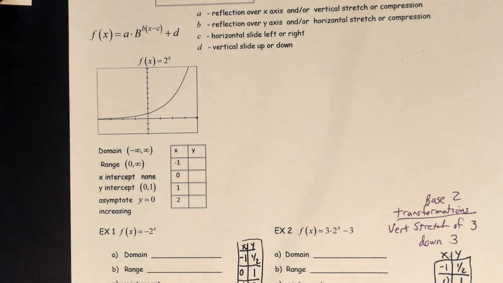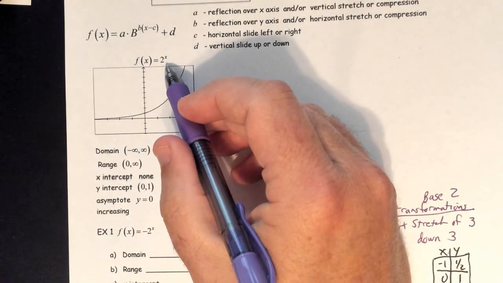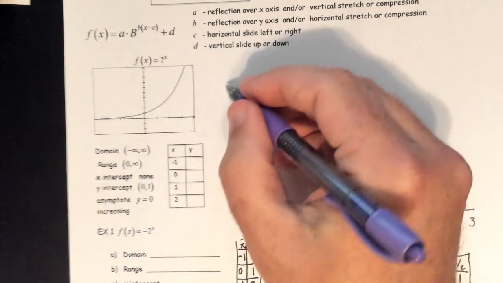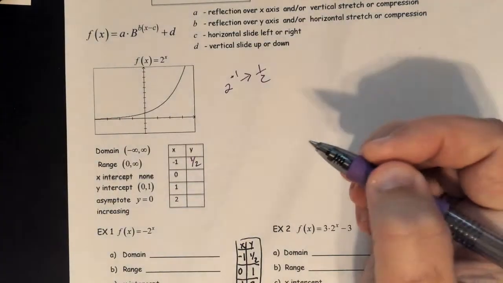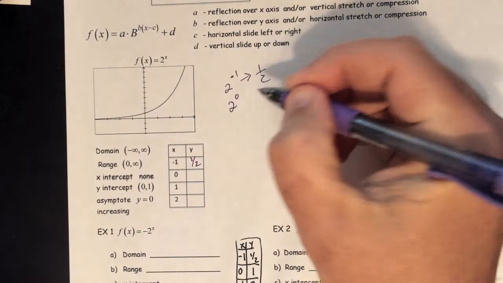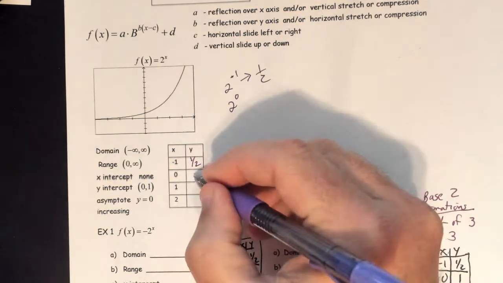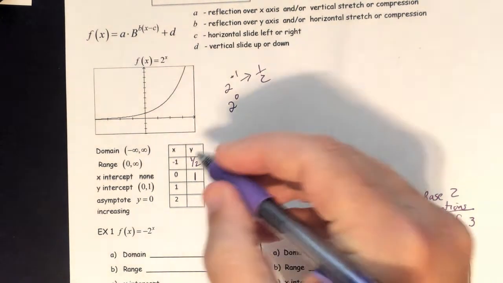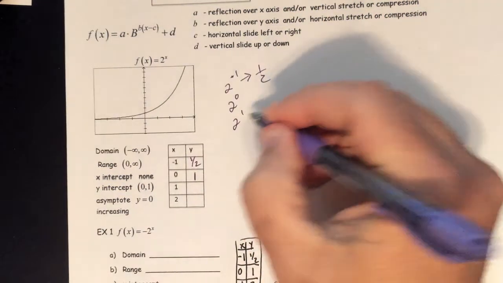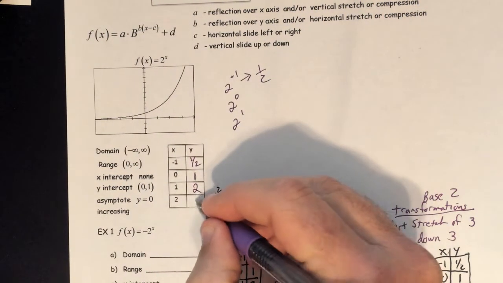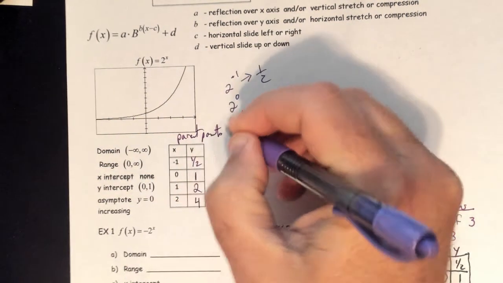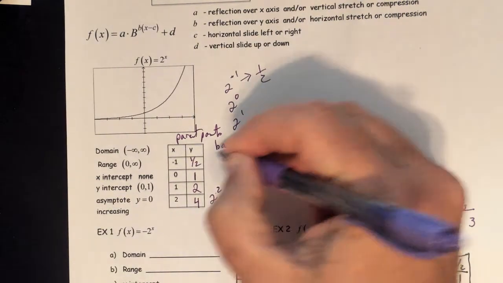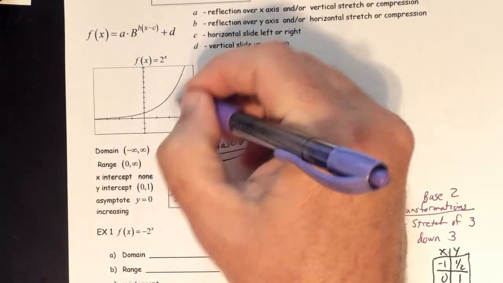Notice if I plug in values for x, like -1, 2 to the -1, if you remember your exponent rules, is 1/2. Plug in a 0. 2 to the 0 power is 1. Anything to the 0 power is 1. Plug a 1 in, 2 to the first, that's 2, and then 2 squared is 4. So these are your parent points for base 2. Now remember, as our x values get bigger, it goes forever up.